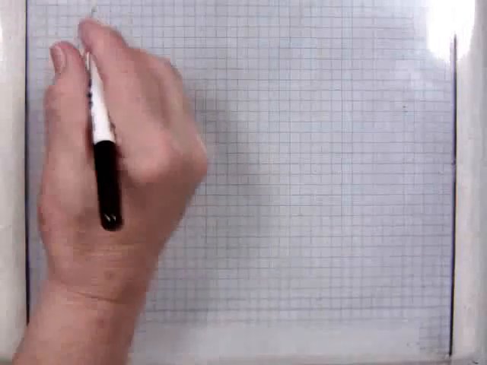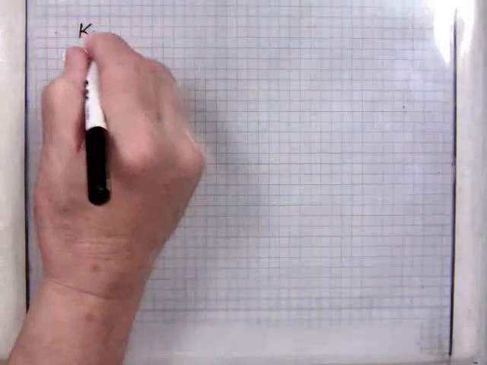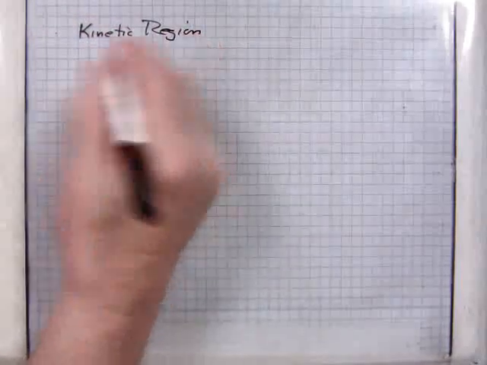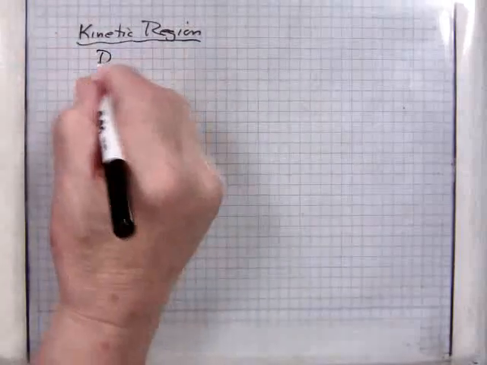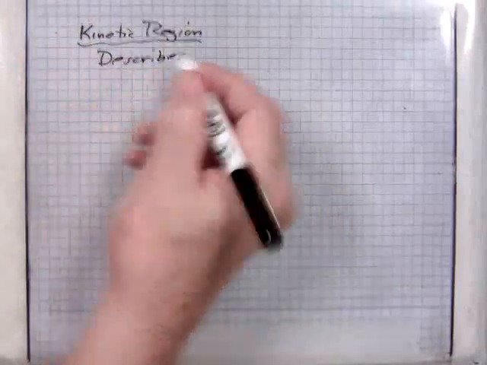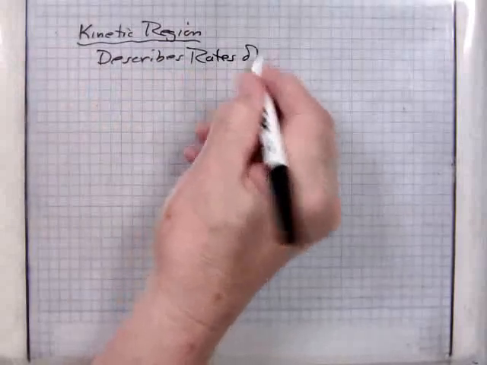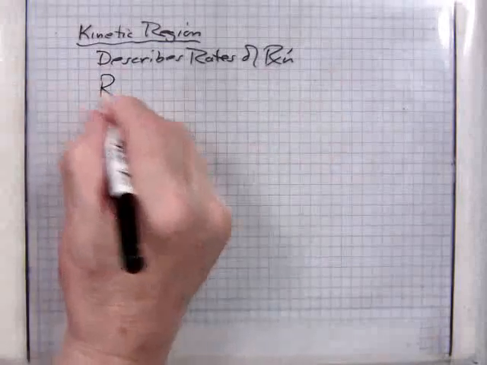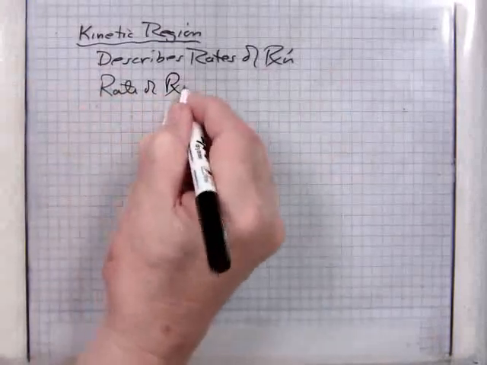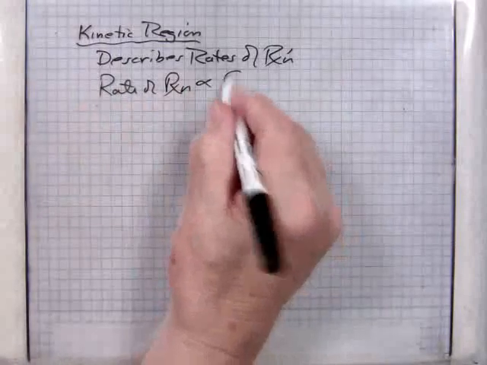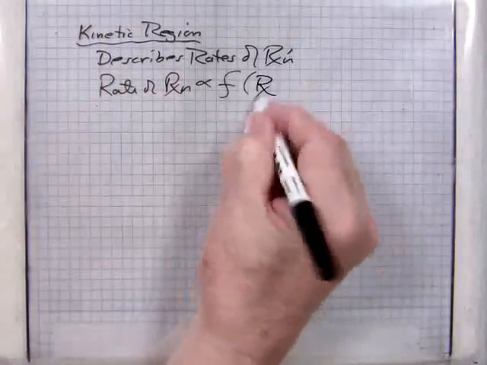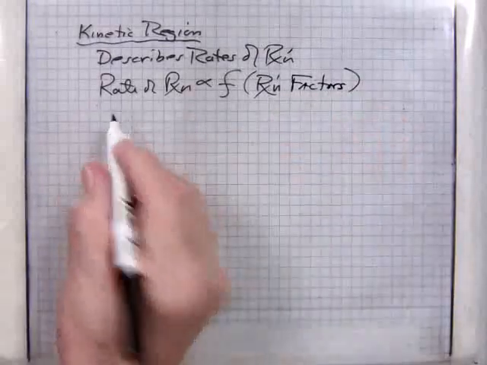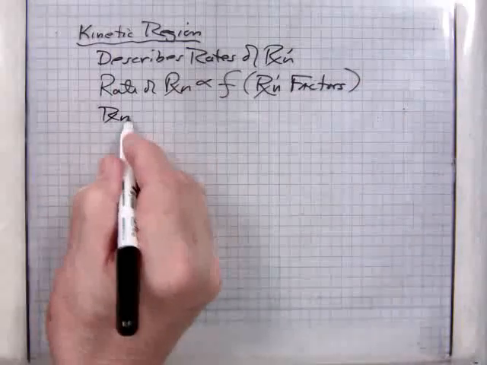Chemical kinetics. So the kinetic region describes rates of reaction. And that rate of reaction is proportional to what we call a function of a reaction factor. And we mentioned those yesterday in terms of reaction factors.